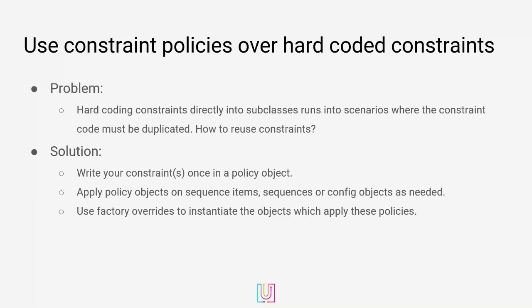changed in 2 places. So John Dickel of Samsung in 2015 wrote a DVCon US paper called SystemVerilog Constraint Layering via Reusable Randomization Policy Classes. And in there, he shows us how to create a policy class with our constraints defined in there. And then with instances of those policy classes, we can apply them to our sequence items, sequences, and config objects as needed. And we can use the factory to override and apply these policies normally.